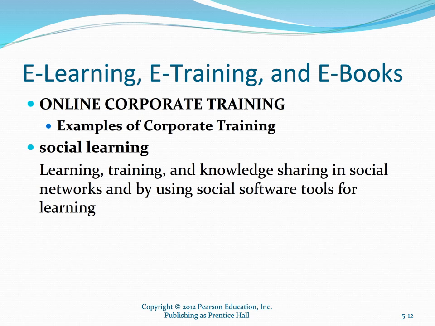The next section of the book talks about social networks and e-learning, or social learning. This is learning, training, and knowledge sharing in social networks and by using social software tools for learning. It's really something that allows you to use some of the social tools that are out there, such as Facebook, MySpace, LinkedIn, and a whole host of other ones, to be able to get together and study or hold discussions online together. Google Plus gets used for things like that as well. And then there's several different sites that really specialize in these types of things, like LearnHub.com, StudyCurve.com, etc.